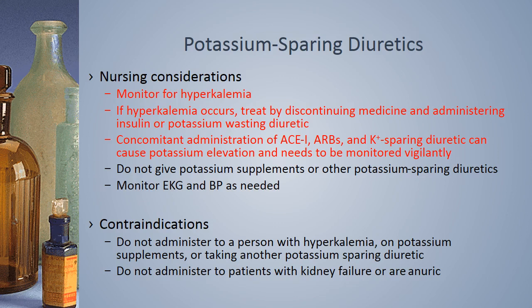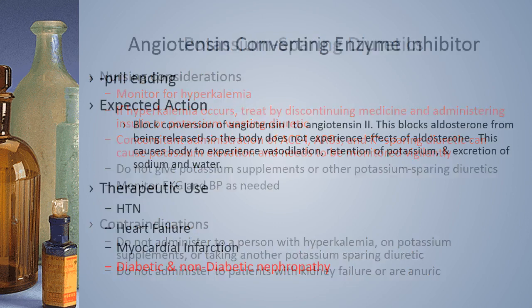The administration of ACE inhibitors, ARBs, and potassium-sparing diuretics, all those together, can cause potassium elevation and should be monitored vigilantly because ACEs and ARBs also can cause hyperkalemia. Don't give potassium supplements, and monitor the EKG and blood pressure as needed.